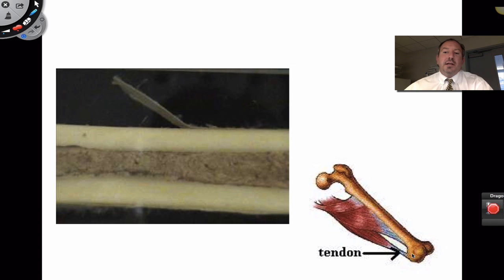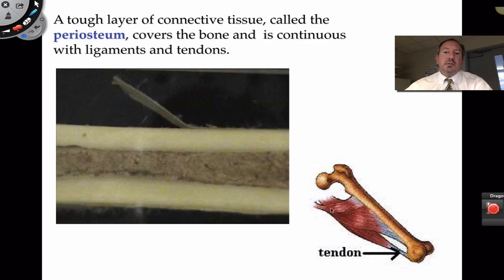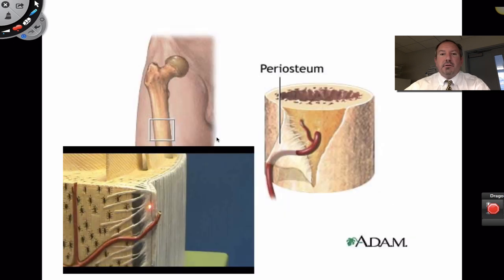And I mentioned that the periosteum is continuous with the tendon, which is fibrous connective tissue, which is attached to skeletal muscle. So when the skeletal muscle contracts, it pulls on the tendon and therefore moves the bone, so you have movement. So ligaments connect bone to bone, tendon is muscle to bone, and periosteum is the outer cover.